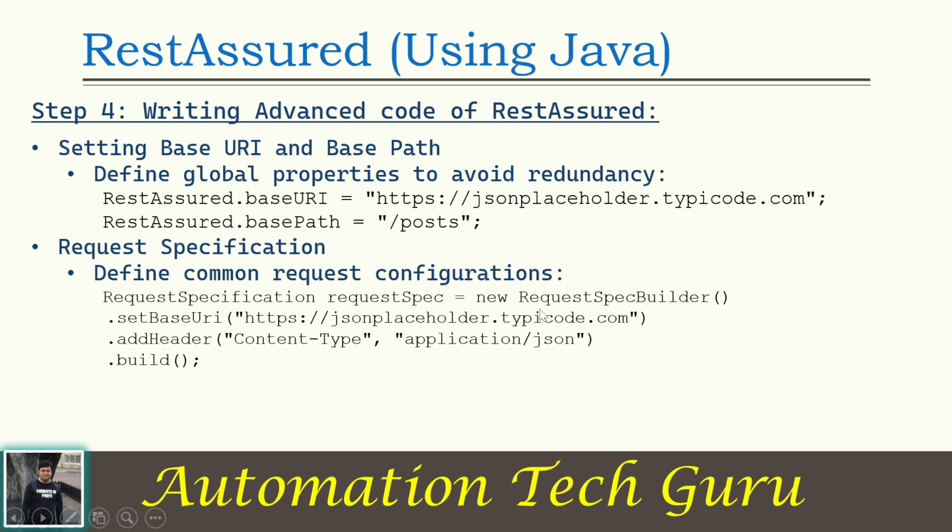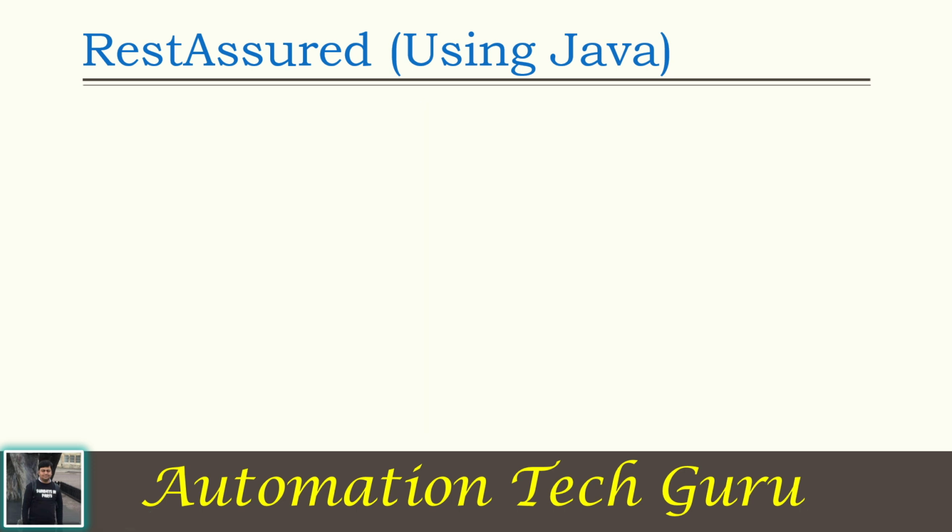Request specification, new request spec builder, dot set base URL. This is the base URL. Add header, content type application JSON, dot build. So this will create your common request.